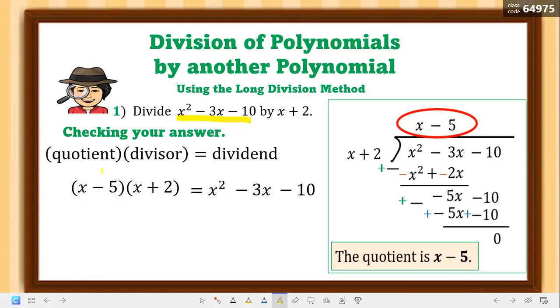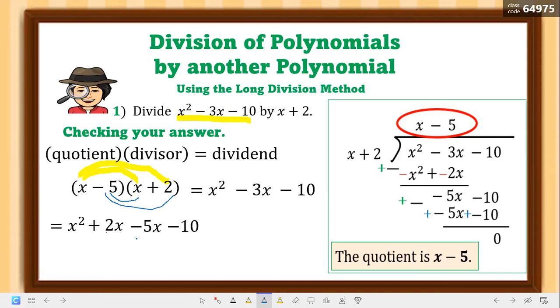Okay, let's multiply. X times X. Sige nga, X squared po. Dito tayo. X times 2. 2x. Yes po. Okay, kailangan na-master nyo yung multiplication. Negative 5 times x. Negative 5x. O, negative 5 times 2. Negative 10. Okay, negative 10.